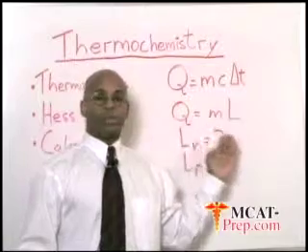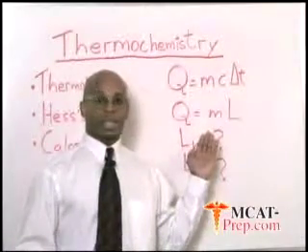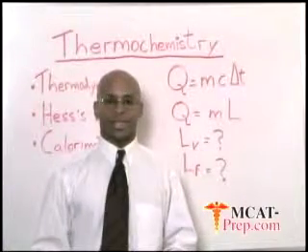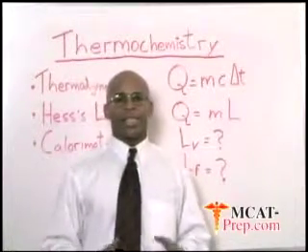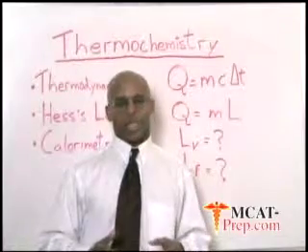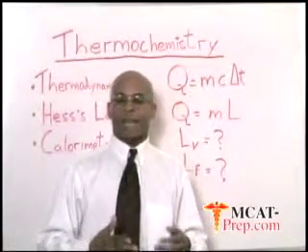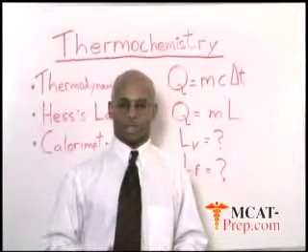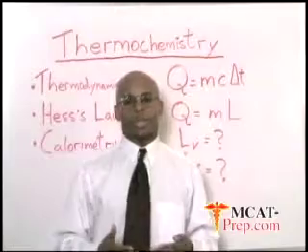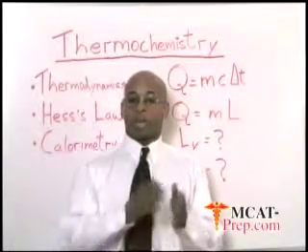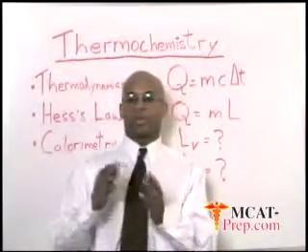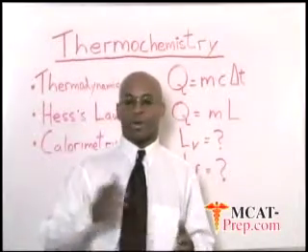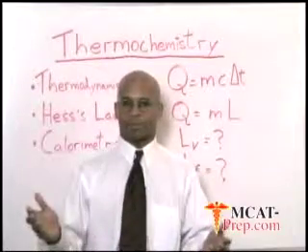Then we have Q is equal to mL. Q, again, is the heat energy. M is the mass, and L is the latent heat. The latent heat is the energy that flows in or out at constant temperature due to a phase change. A phase change would mean going, for example, from liquid to vapor, or vapor to liquid. That would be either condensation or vaporization.